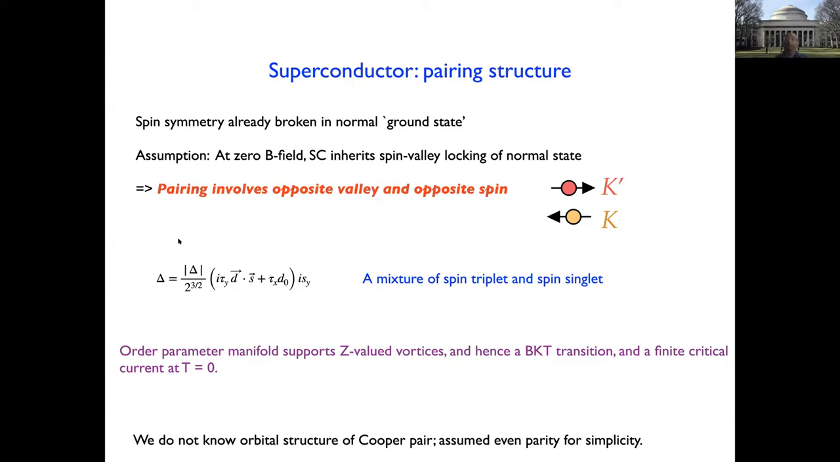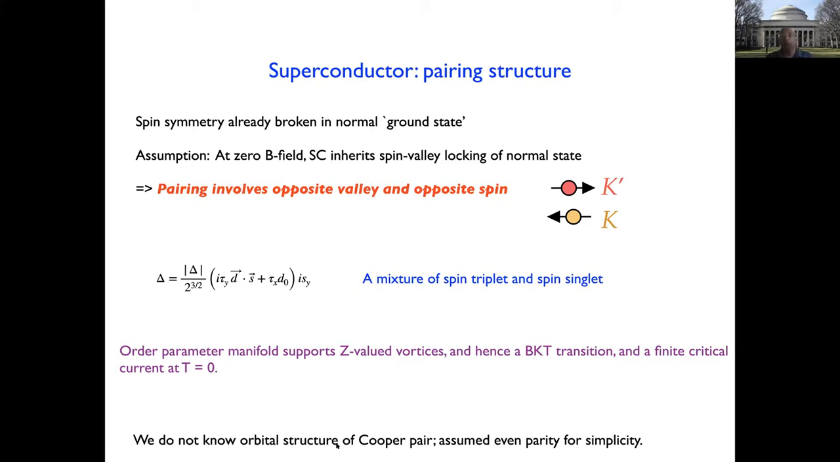Now, if you write down the pairing order parameter given this kind of normal state, given that these two kinds of electrons pair, and given that spin symmetry is already broken, what you end up with is a coherent superposition of a spin triplet and spin singlet order parameter. Okay, so this order parameter manifold supports Z-valued vortices and hence a BKT transition and a finite critical current at zero temperature, right? So the naive assumption of a triplet superconductor is, I think, ruled out phenomenologically, and this is the thing that can survive phenomenologically.